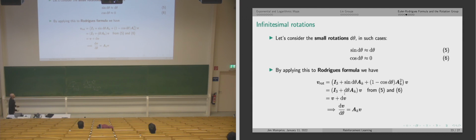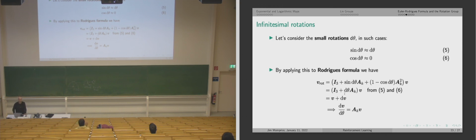So we have that basically the differential of the rotation, that's also a typo, I have to fix that slide, is equal to the skew-symmetric matrix times the vector that we're rotating. Just to have in mind the skew-symmetric matrix.